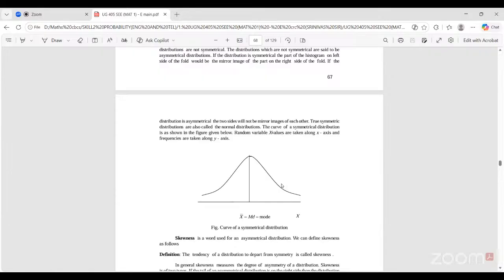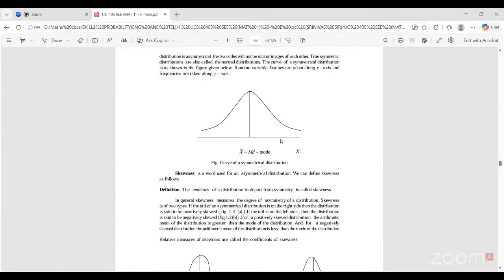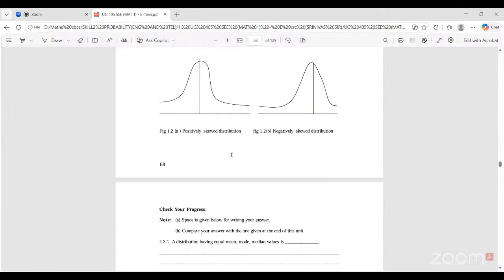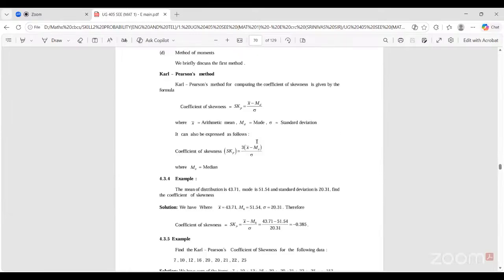True symmetric distributions are also called the normal distribution. The curve of the symmetrical distribution is shown here. We can show here, this is the skewness, x bar is equal to mode, the curve of the symmetrical distribution. The tendency of the distribution to depart from symmetry is called skewness. Positively skewed and negatively skewed we can write here. The right side is positive, the left side is negative.